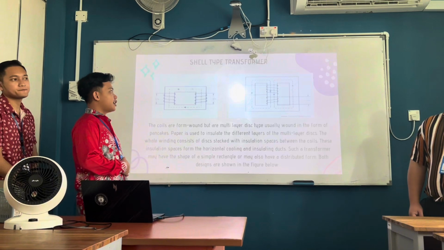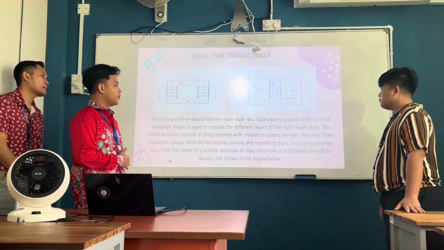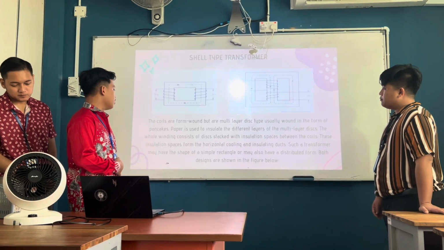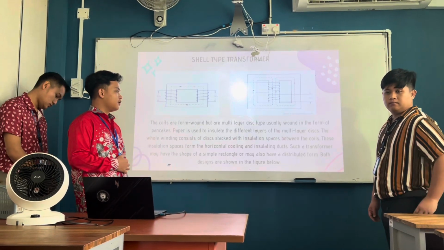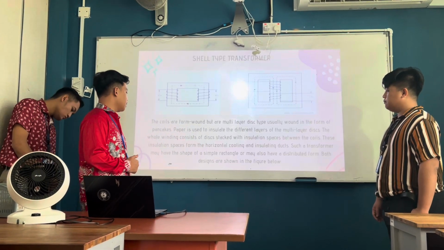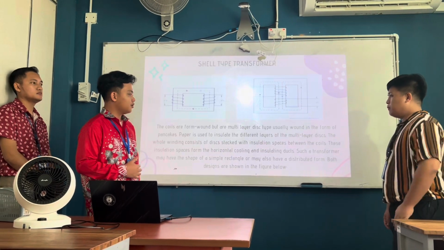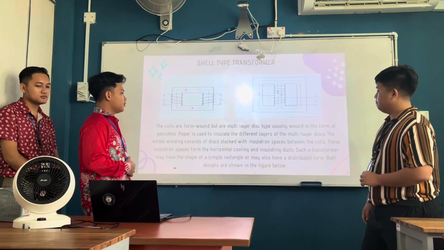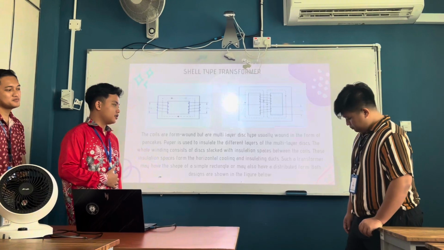Okay, shell type transformer. The coils are formed one above another in multiple layers. This type is usually in the form of pancakes. Paper is used to insulate the different layers of the multi-layer disc. The winding consists of this stack with insulation space between the coils. Okay, this insulation space forms the horizontal cooling and insulation ducts.